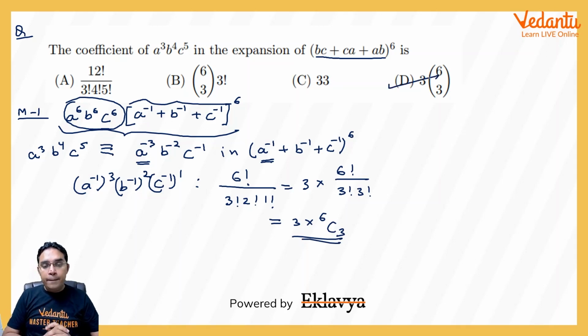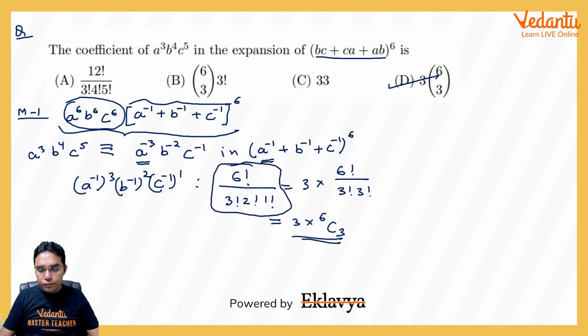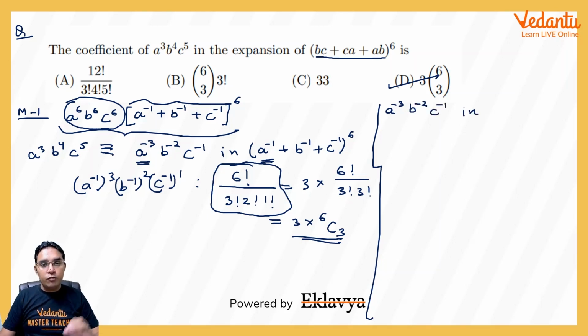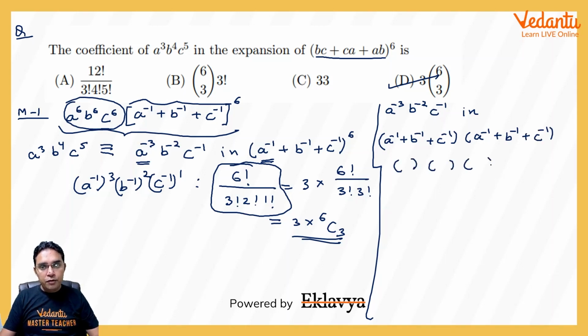That is one way. Let me tell you how this result comes. Many of you may be thinking that yes, there was a formula, but how does this come? Let me tell you. We are looking for a power minus 3, b power minus 2, c power minus 1 in this expansion of (a power minus 1 + b power minus 1 + c power minus 1) whole raised to the power 6, which I can write as one bracket, similarly another bracket, and I will write such brackets 6 times: 1, 2, 3, 4, 5 and 6. Now, how do we get a power minus 3?